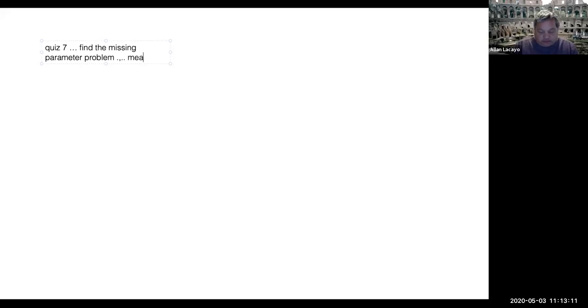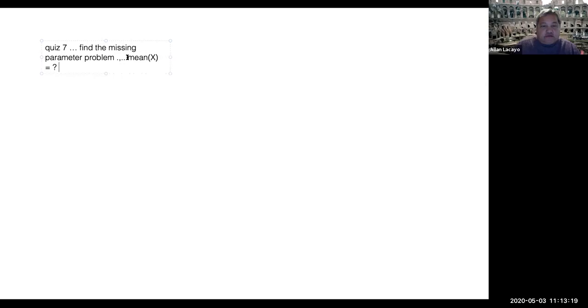So this is quiz 7. Find the missing parameter. Question 2. Which could be the mean is what we don't know. Or the standard deviation is what we don't know.